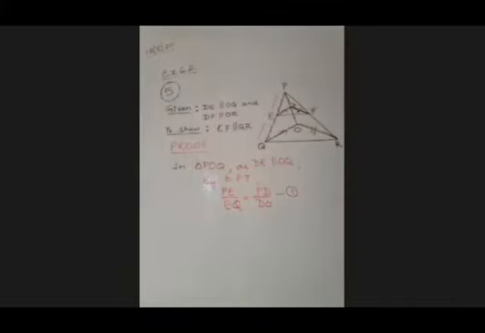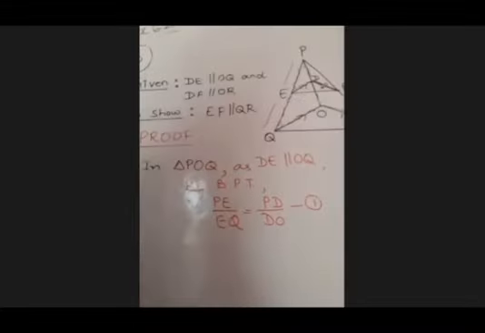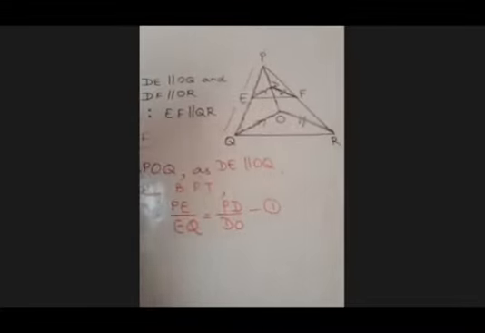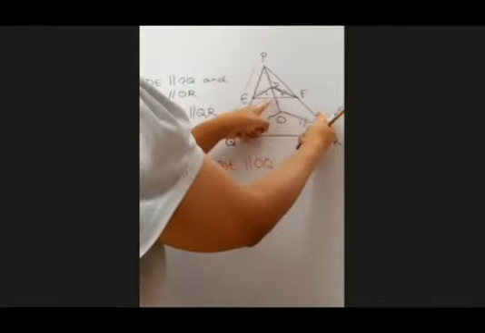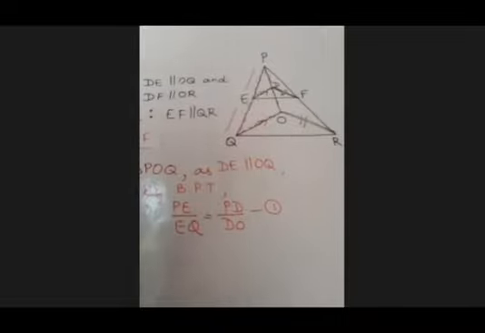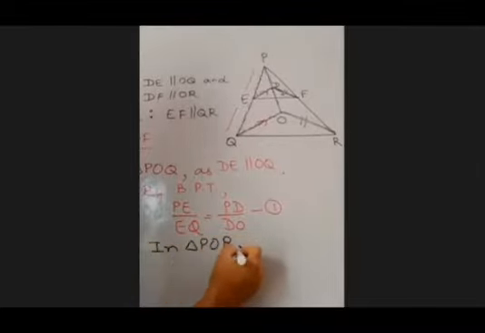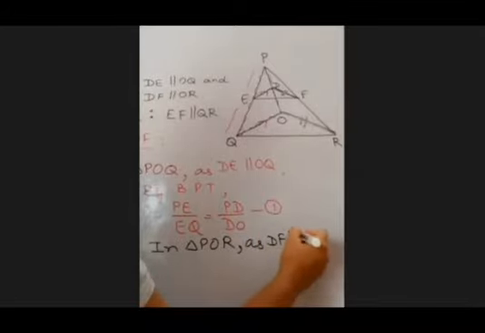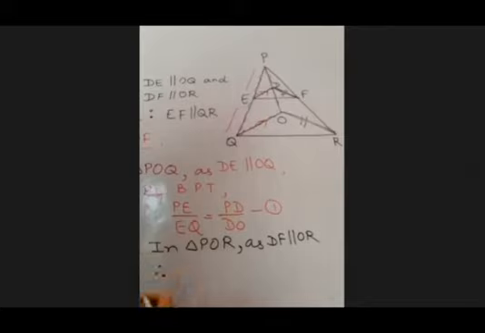Right? Now when DF is parallel to OR, which triangle will be made? POR. You will proceed from O and R and reach P. So which triangle will be formed? Triangle POR. In triangle POR, what shall we get? As DF is parallel to OR, so therefore we shall have PD upon DO equals PF upon FR. Right? So from 1 and 2, what is the conclusion?